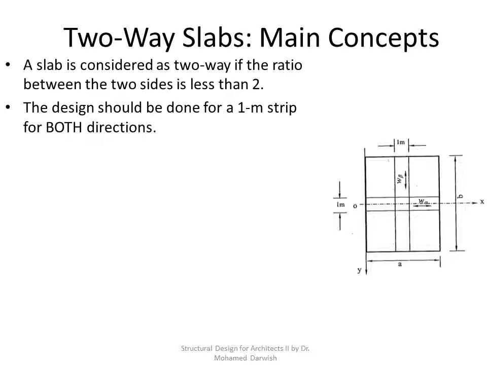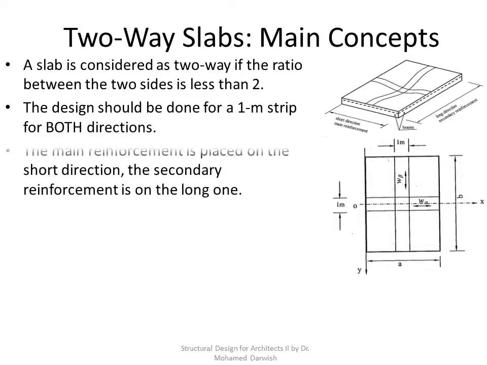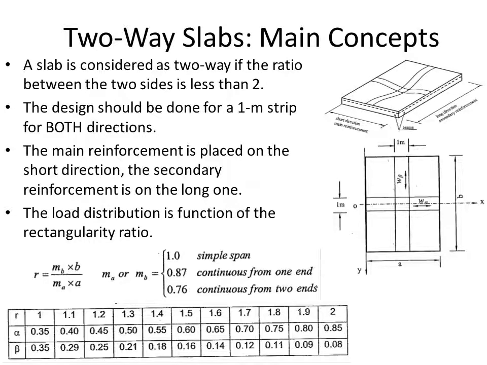Therefore, both are contributing. The x and the y axes are both contributing in resisting the load. So if you could notice here, this deflected shape represents this behavior, that both dimensions are contributing. It's not one direction that is mainly contributing and the other is doing nothing. No, there is one carrying more than the other, but the other is not just carrying zero. So the load distribution is a function of the rectangularity ratio.